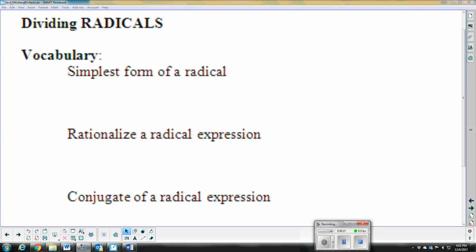is about dividing radicals. So the simplest form of a radical has no perfect square as a factor of the radicand. Okay, so in the simplest form, the radicand does not include a perfect square.